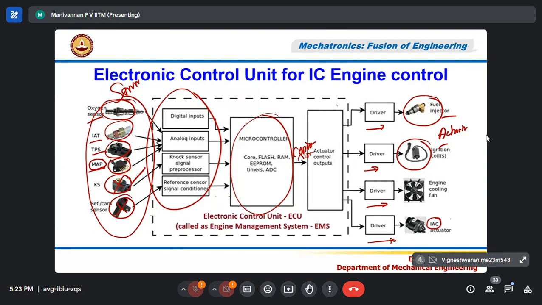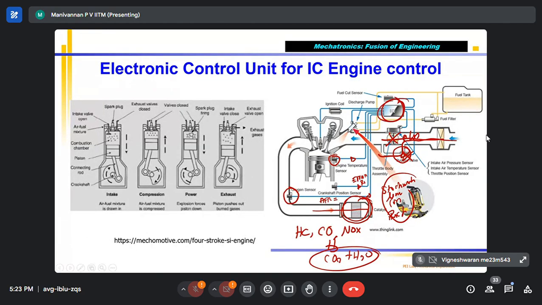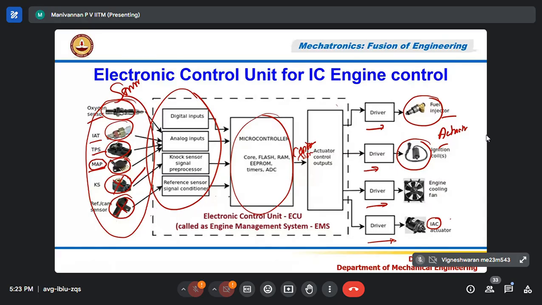So what is the job of the ECU, the electronic control unit? To always maintain the stoichiometric air-fuel ratio by varying the fuel injected in the inlet port, depending on the throttle condition, engine speed, and all these things. That is the job of the ECU.